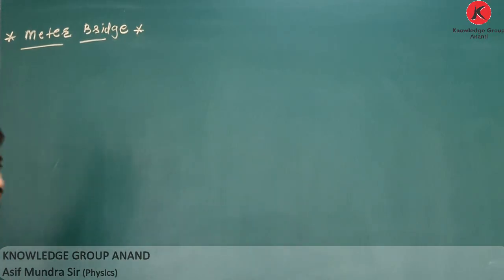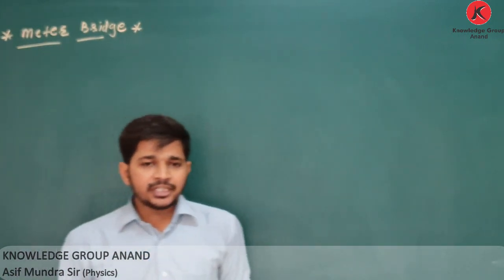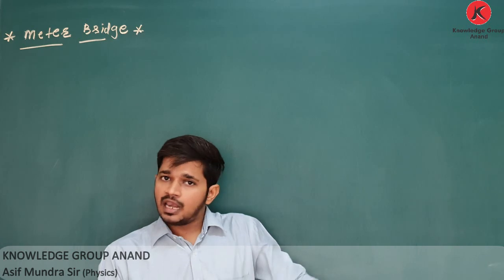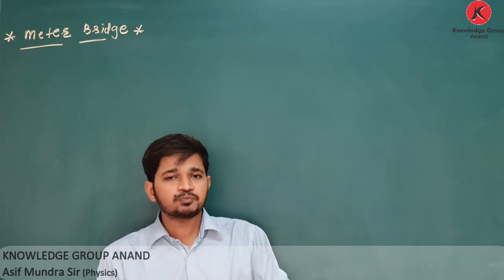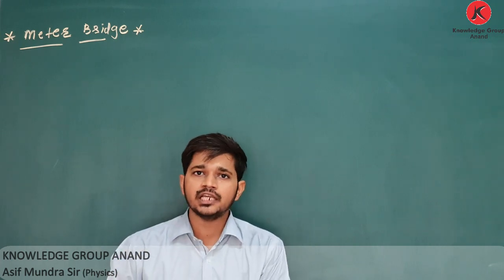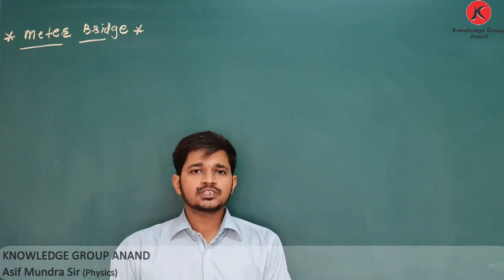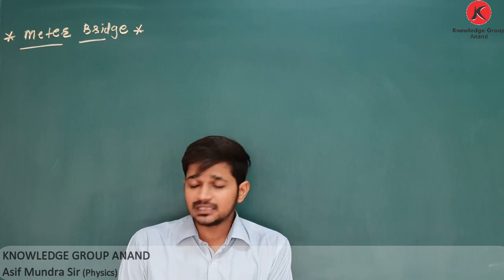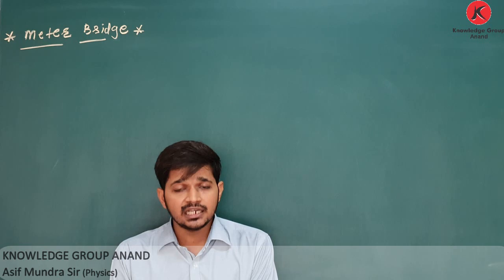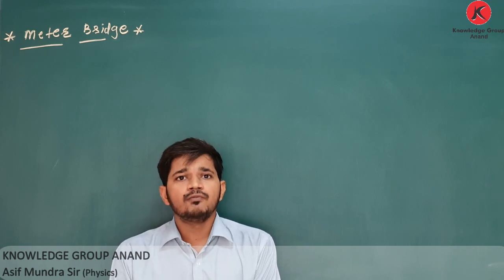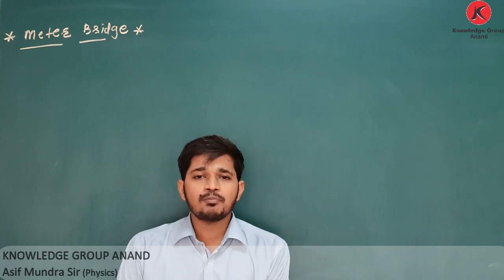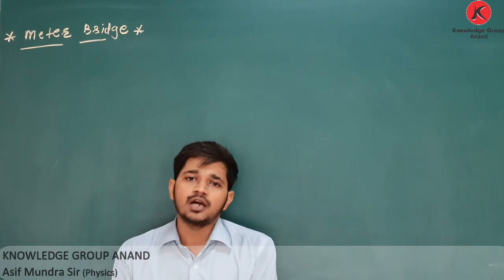Okay, the next theory is the meter bridge. The meter bridge is a practical application of the Wheatstone Bridge. In the laboratory, you will perform experiments based on the Wheatstone Bridge and also the meter bridge. We will use the principle of the Wheatstone Bridge: when the current flowing through the middle arm is 0, the bridge is in balanced condition, and R1 upon R2 is equal to R3 upon R4.